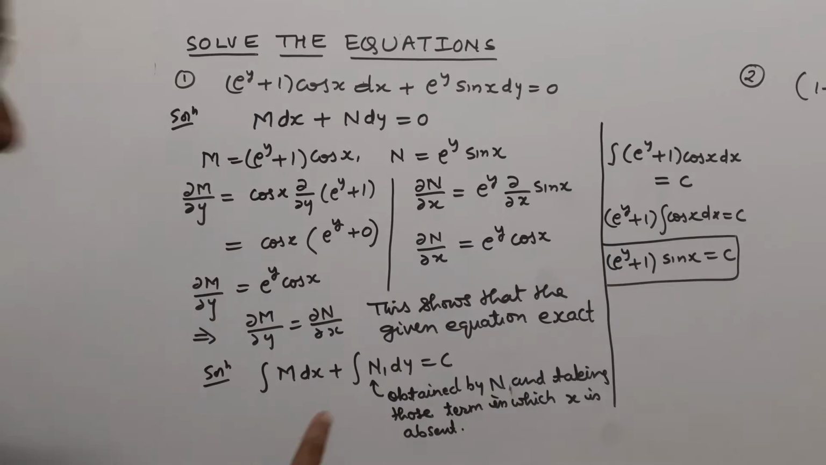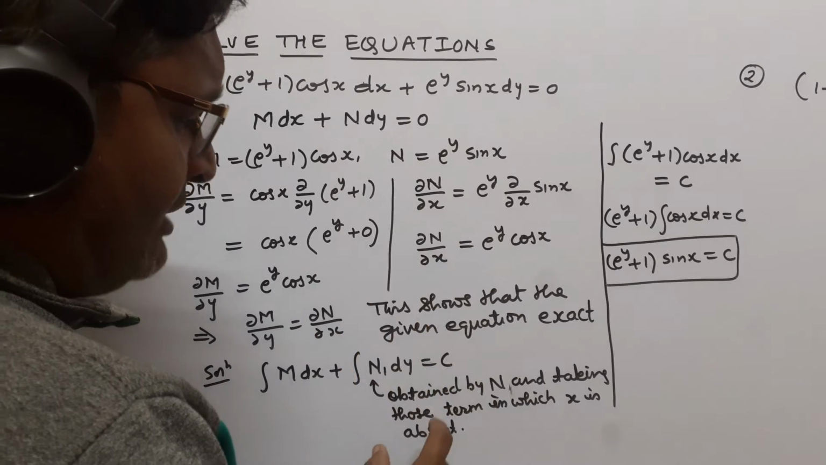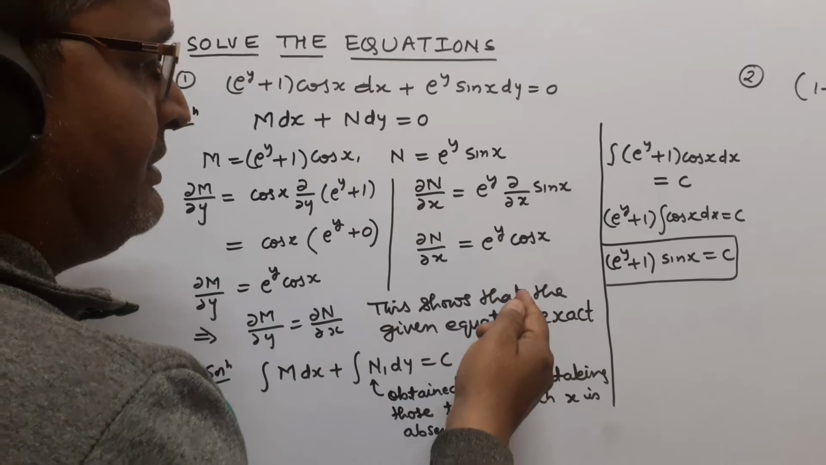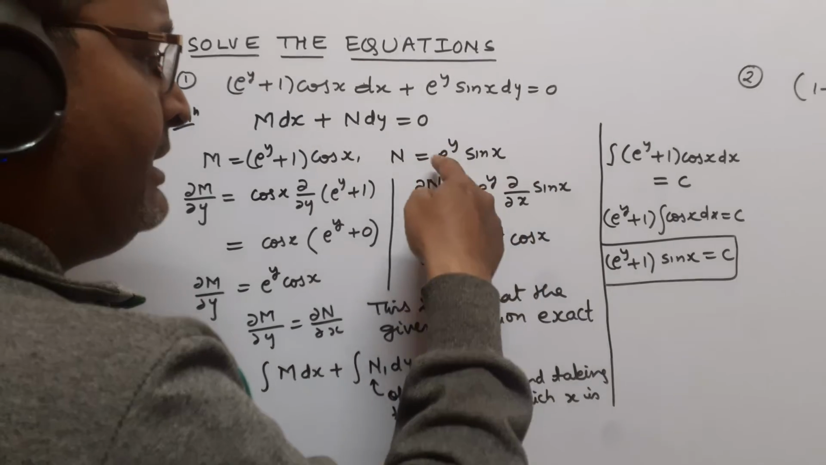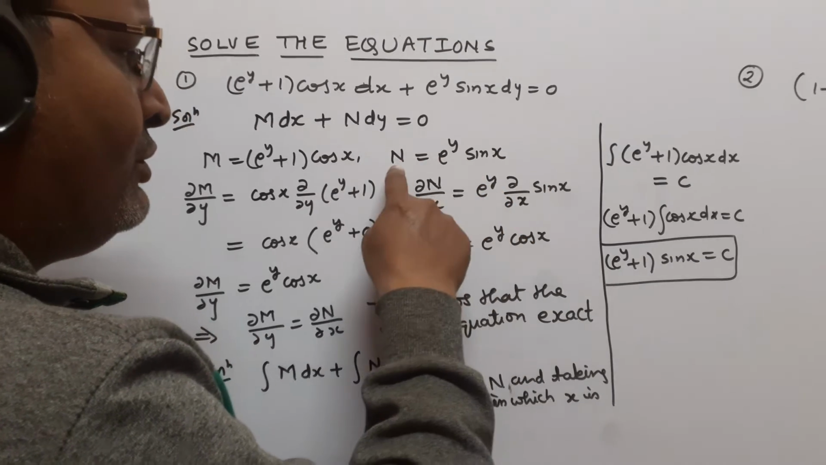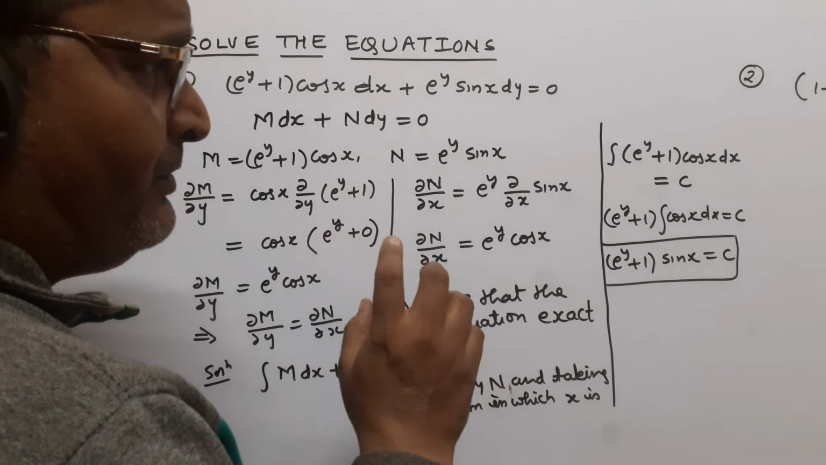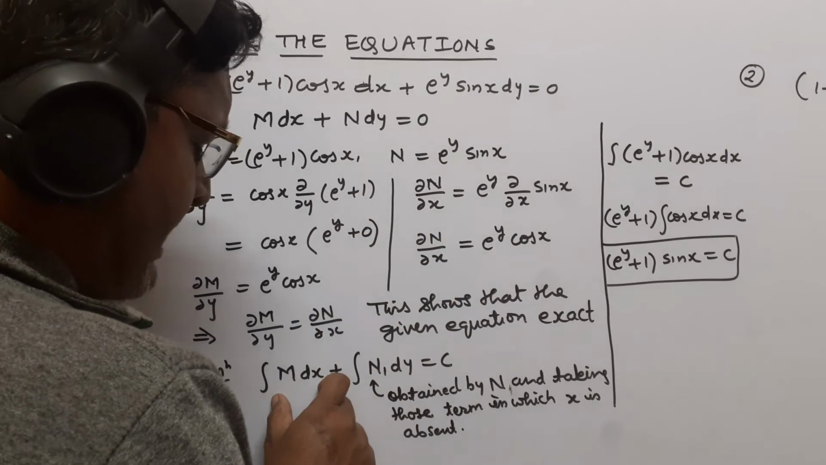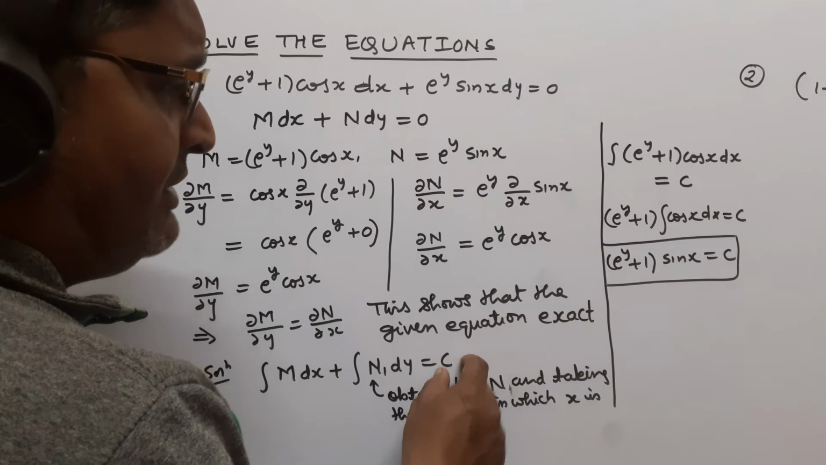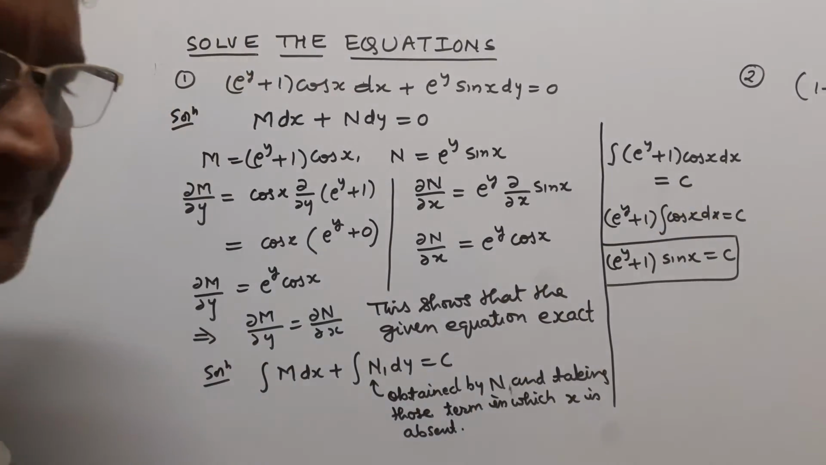Here we can see this N1 is obtained from N, and we take those terms of N in which x is absent. So here in N there is only one term, and in this term x is present, so N1 becomes 0. Now we integrate only M with respect to x and equate to the arbitrary constant c. So we get e to the power y plus 1 multiplied by sin x is equal to c.